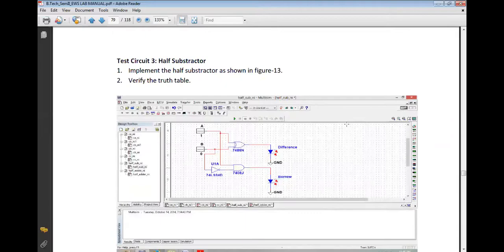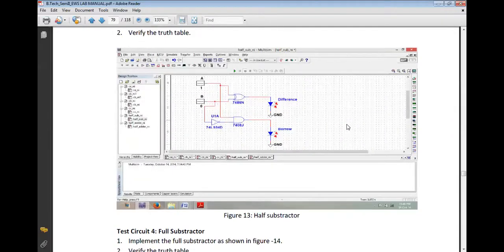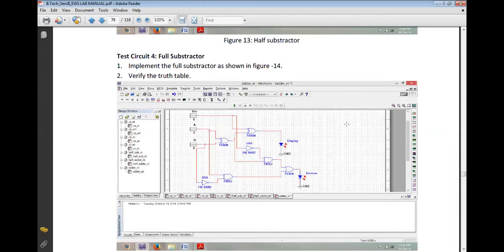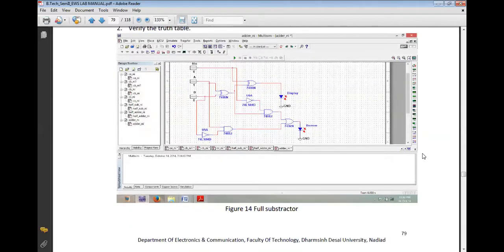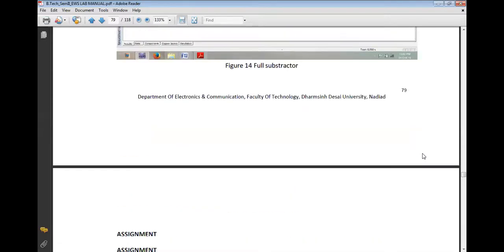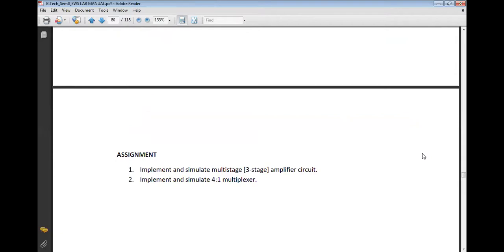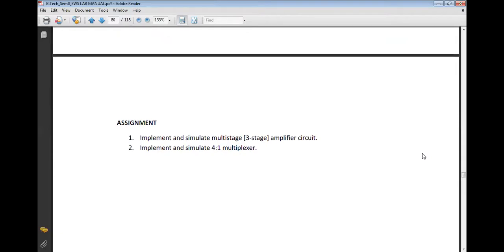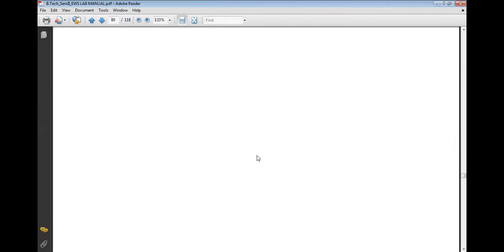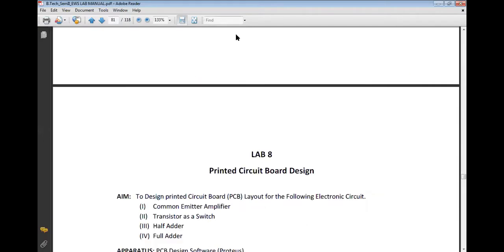You can design a half subtractor. You can design a full subtractor. That is the next part, or test circuit 4. So these are the ways that you can design a half adder, full adder, full subtractor, half subtractor. These are the points that you can definitely do in this software. There are also several assignment questions, such as implement and simulate a multi-stage amplifier circuit. Here it is shown that you can do it for a 3-stage amplifier, right? And a 4-to-1 multiplexer. These assignment questions you can definitely solve.